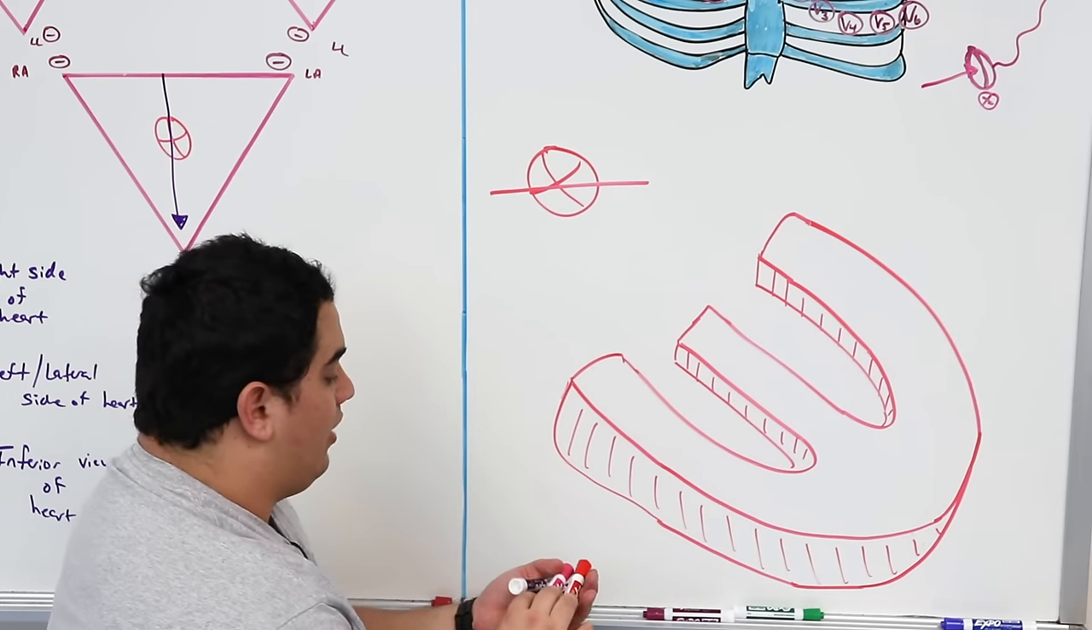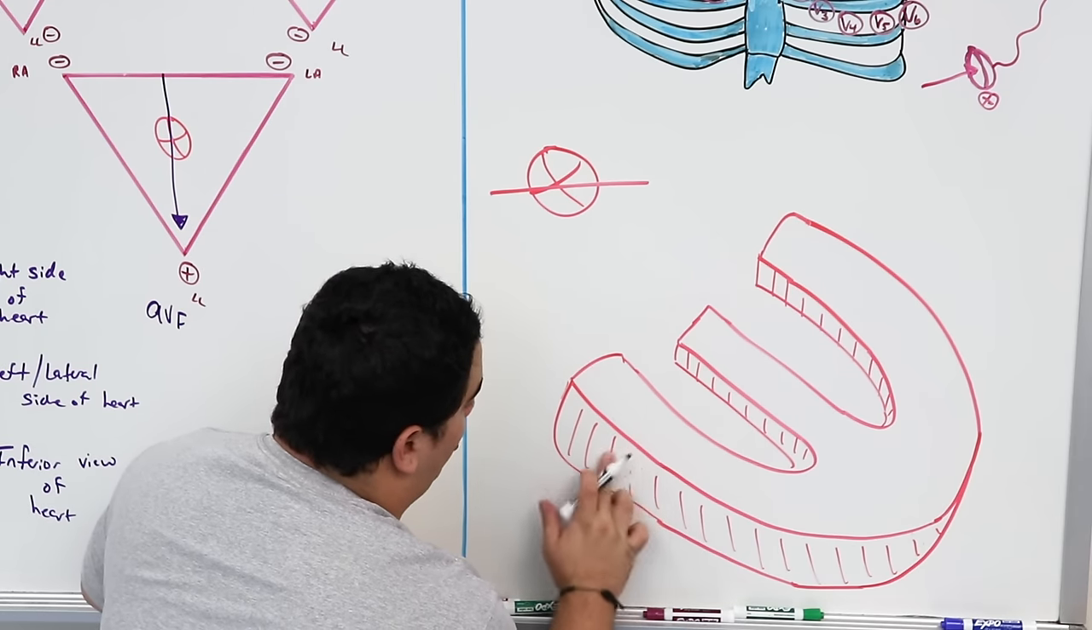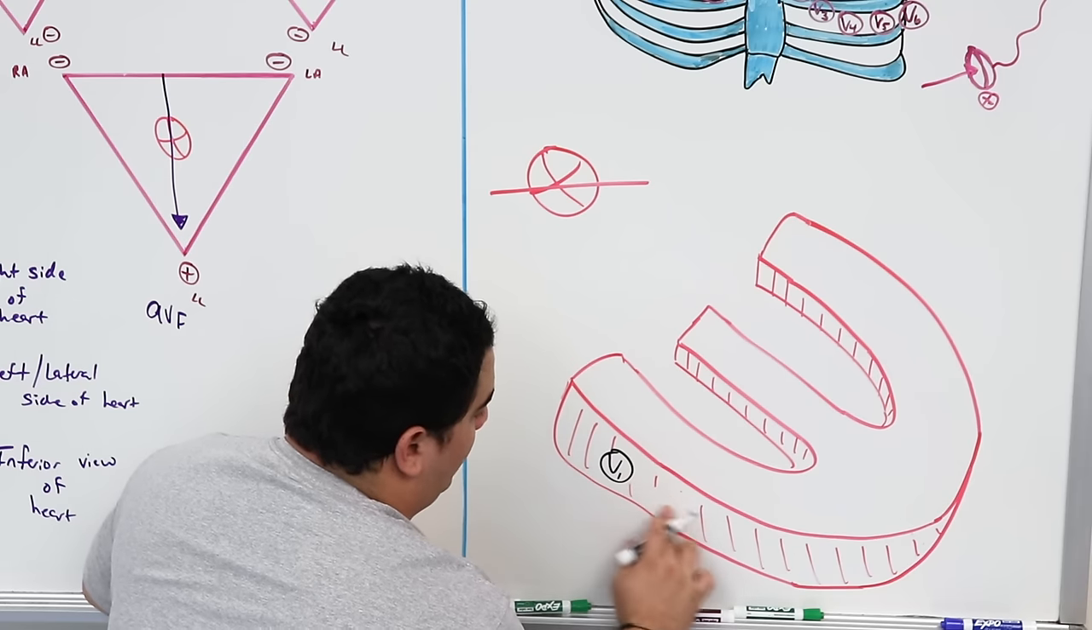So if you imagine here, let's put our first lead on. Again, V1 is going to go about right here. So imagine here we're putting V1. Then we're going to put our next one here, V2.